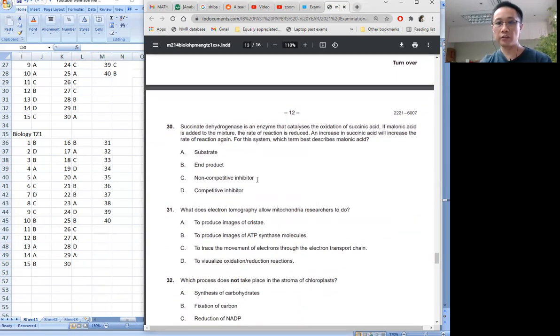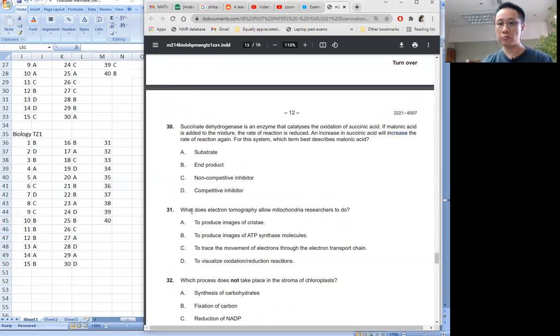Okay. 30. Succinate dehydrogenase is an enzyme that catalyzes the oxidation of succinate acid. If malonic acid is added to the mixture, a reduction of rate of reaction corresponds to malonic acid being some kind of inhibitor. And if you add succinate acid, so the succinate acid is a desired substrate, and if you increase the concentration of succinate, resulting in the restoration of the rate of reaction, that means that malonic acid is like a competitive inhibitor, which dissociates reversibly. So the answer is just D.